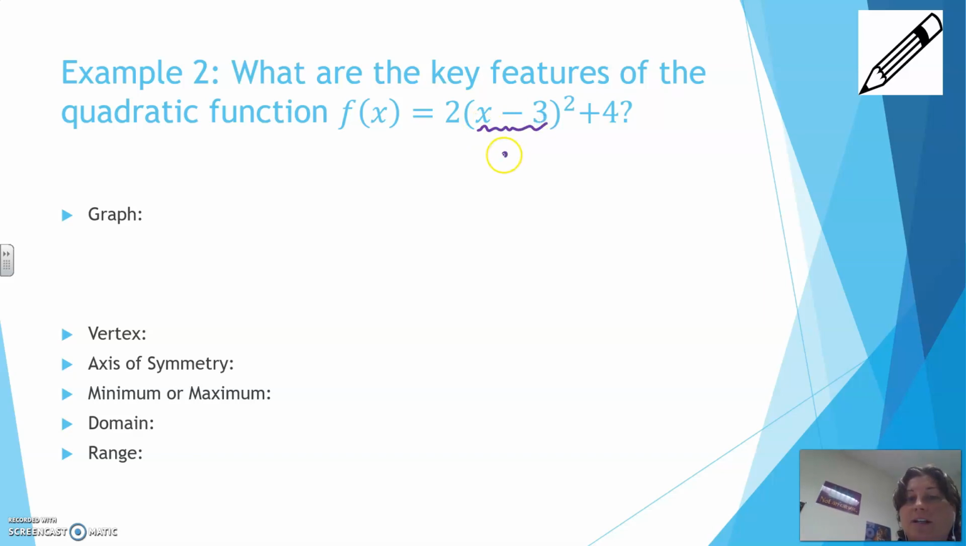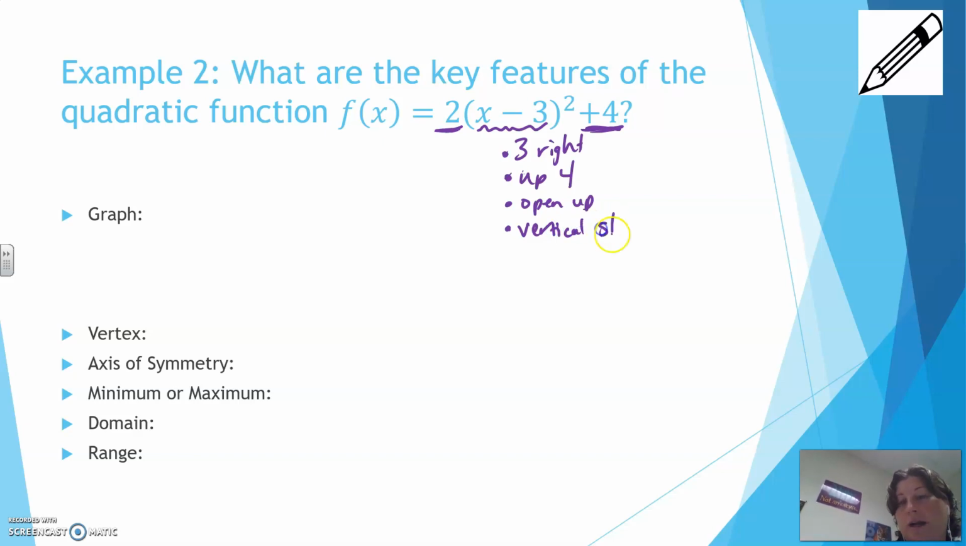So I see the x minus 3, and right away I say that's going to go 3 right. And then I see the plus 4, which means it's going to go up 4. The a value is positive, so it's going to open up. And because it's a 2 outside there, it's going to be a vertical stretch by 2.